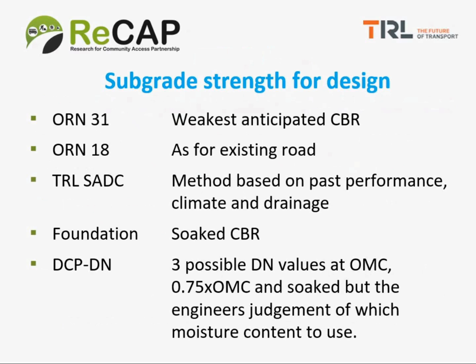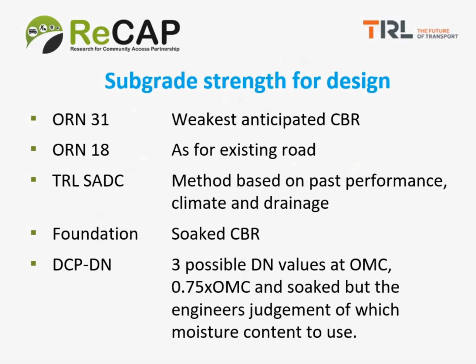As I said before, the different methods use different ways of estimating the subgrade strength for design. Overseas Road Note 31 asks you to find the weakest anticipated subgrade strength, the weakest anticipated CBR over the design life of the road. There are various ways that can be done, and those are described in the Overseas Road Note 31 manual. Overseas Road Note 18 is for rehabilitation design or strengthening. So you're basically dealing with an existing road, so the subgrade strength is the strength of that existing road.